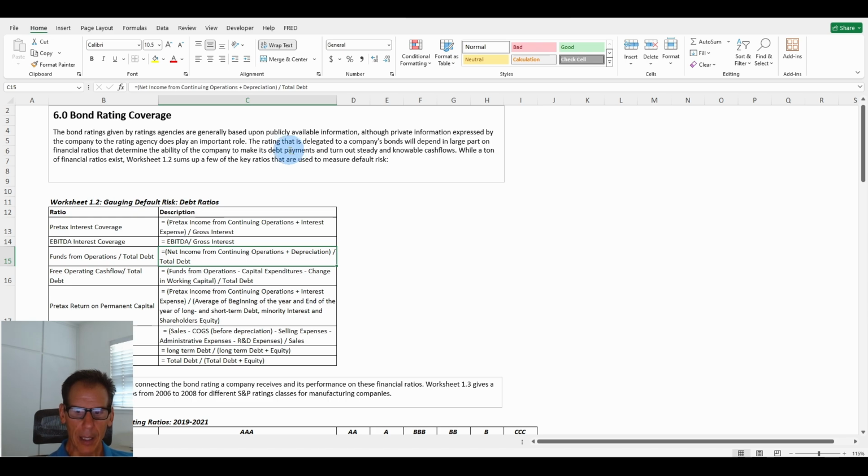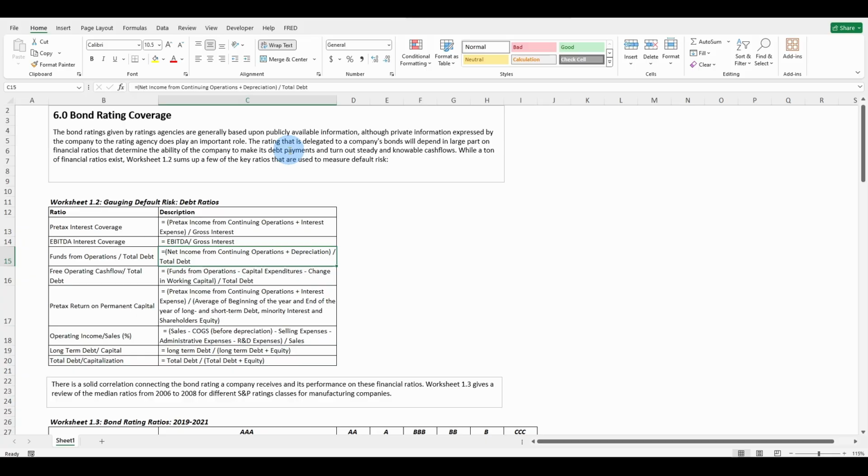Bottom line: cash flows, present value, future value. If you understand those three ingredients, you're 99% of the way through finance. Those are the three key factors that pretty much drive finance.